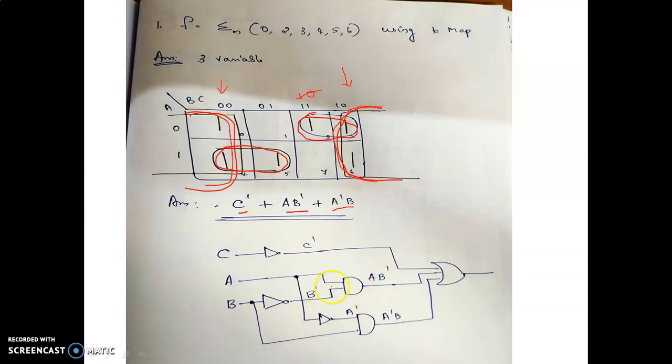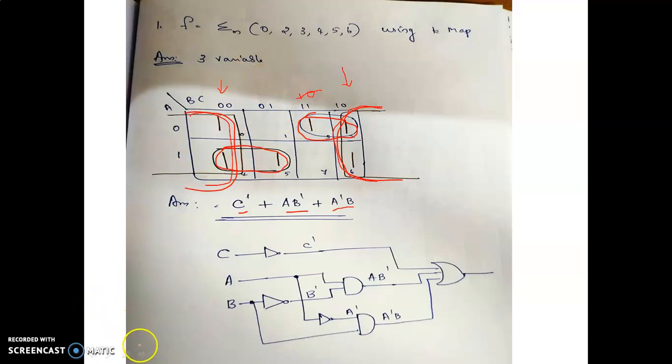And for A bar B, A is obtained from this wire, and after passing through the NOT gate, you will get A bar. And B you obtain from this wire, and passing through the AND gate, you will get A bar B. And the C bar, A B bar, and A bar B, after passing through an OR gate, you will get the minimized expression. That is this expression. Okay, so that is how the circuit is implemented. So this is the first example of a three variable K-map.